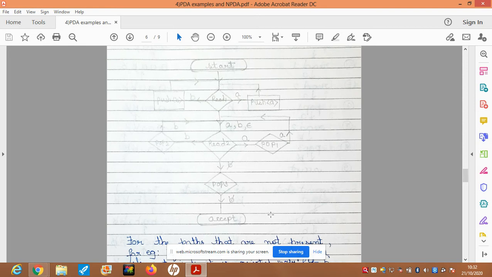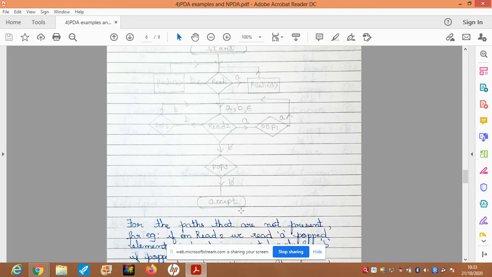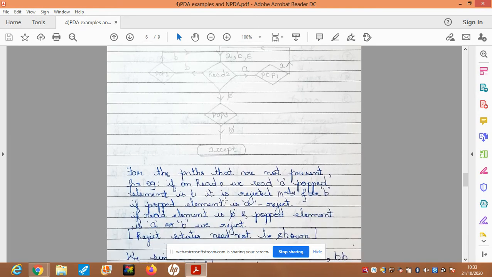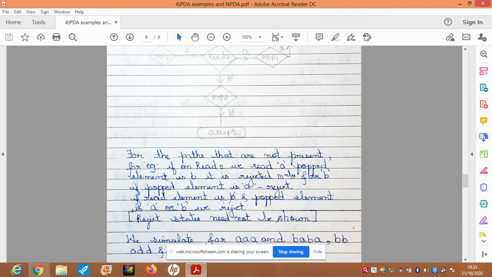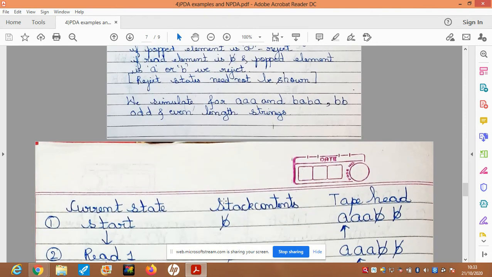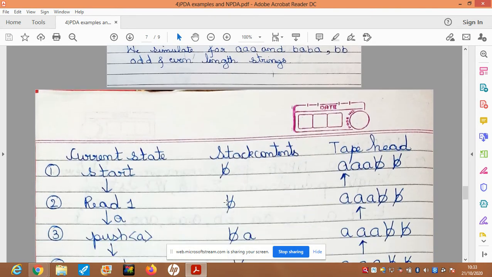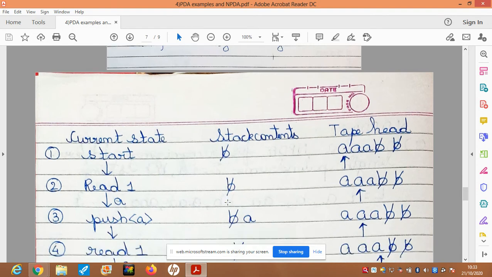Again, this is a non-deterministic pushdown automata, where we accept that the string belongs to the language based on the empty stack method. So when I reach the end of the string, the blank, and I pop an element from the stack and that also is blank, then we go into an accept state. This is the algorithm used to draw this non-deterministic pushdown automata. I have shown the simulation for an odd length string and an even length string.